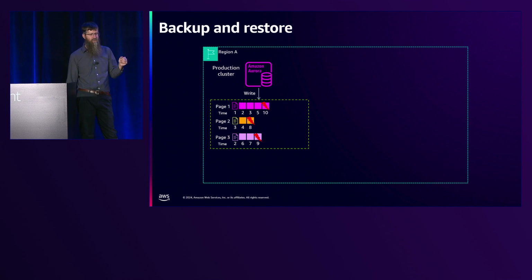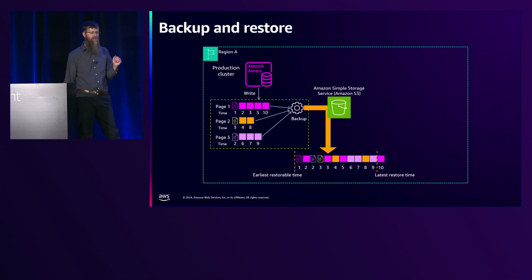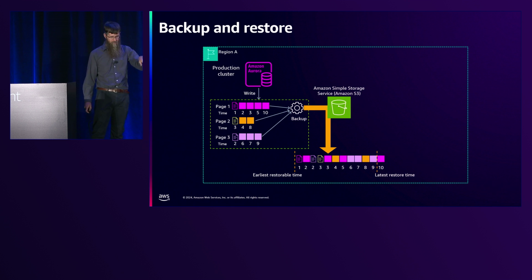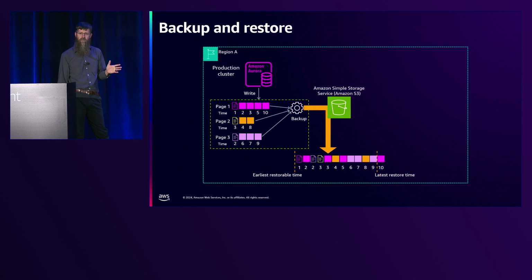Each PG in Aurora storage is continuously writing those log records and database pages to S3, continuously. The storage is doing it, not the head node, not your database instance, so there's no impact on your performance here, right? We're doing it behind the scenes.